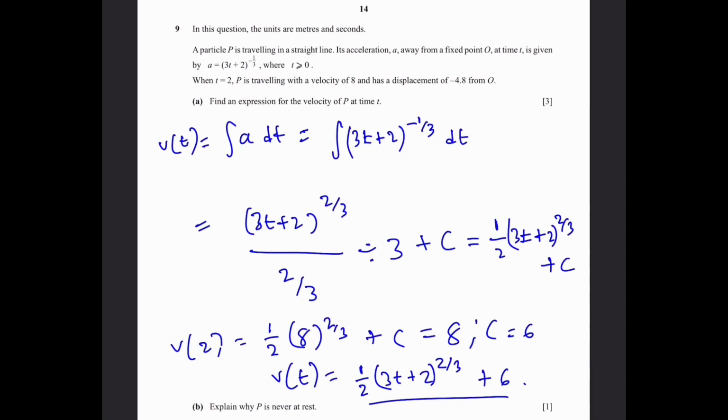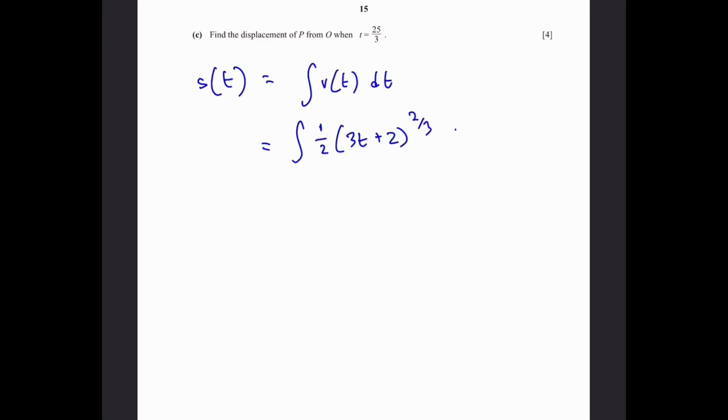Find the displacement of p from O when t equals 25/3. Well, the displacement is just the integral of the velocity. So now we just take the integral of this velocity function. So displacement, we just write that as s of t, that's going to be equal to the integral of v of t dt. You might think I should write d of t. I mean, this is also fine, but usually displacement is represented with s and distance is represented as d. So the displacement of p from O is going to be the integral of this function which we found, half times (3t + 2) to the 2/3 plus 6.